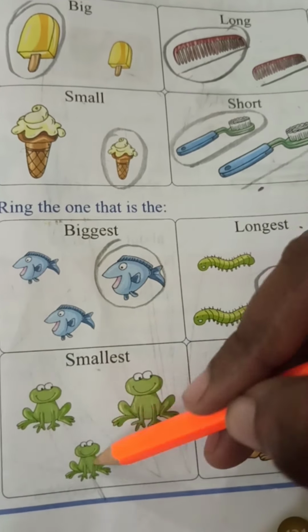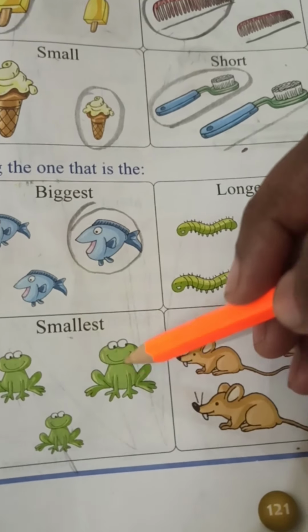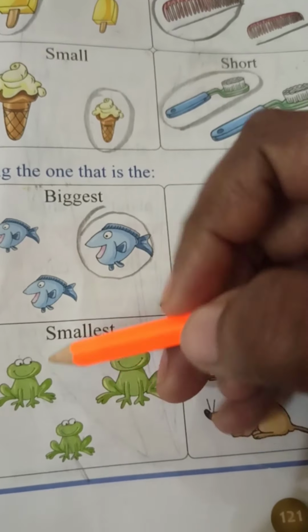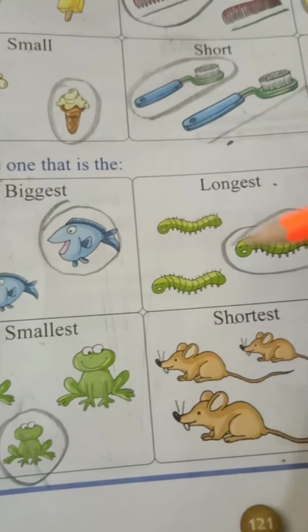Look at these 3 frogs. Which looks very small? This one? No. This one? No. This one looks very small.